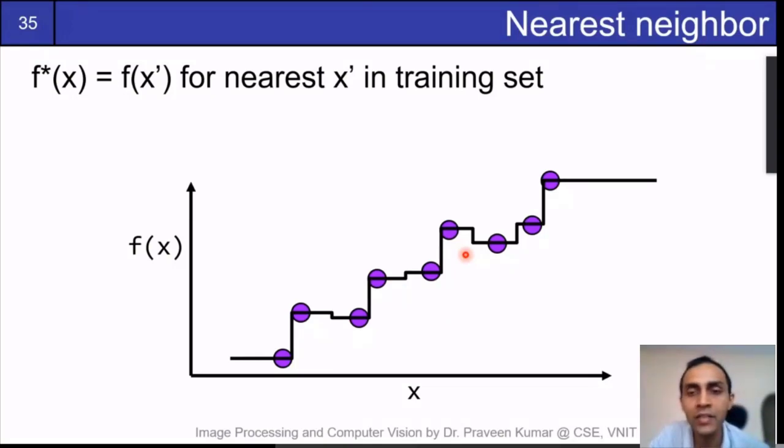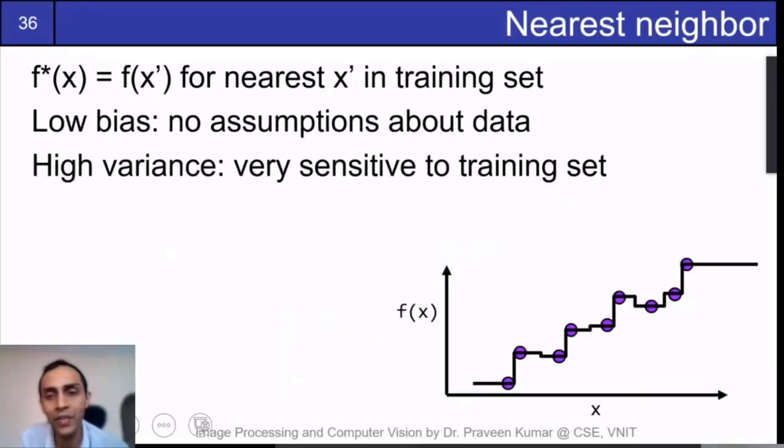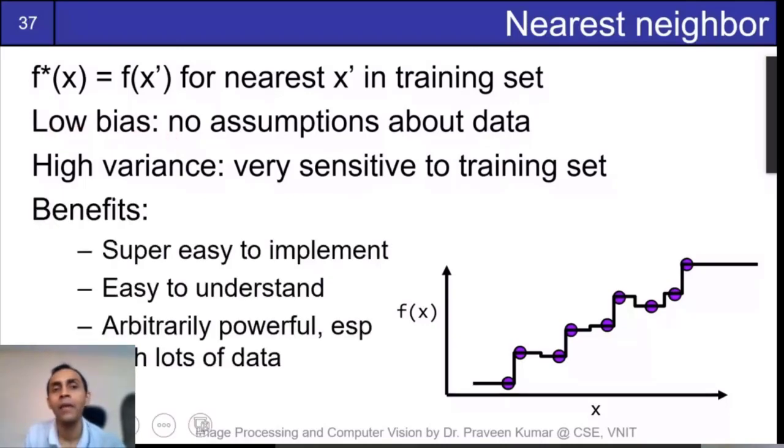The function that gets learned is this kind of a complex function. As we had seen earlier, this is going to have a very high variance. If you have a different set of training data samples, your function will be totally different. Whereas it has very low bias, as it makes no assumption about the data.